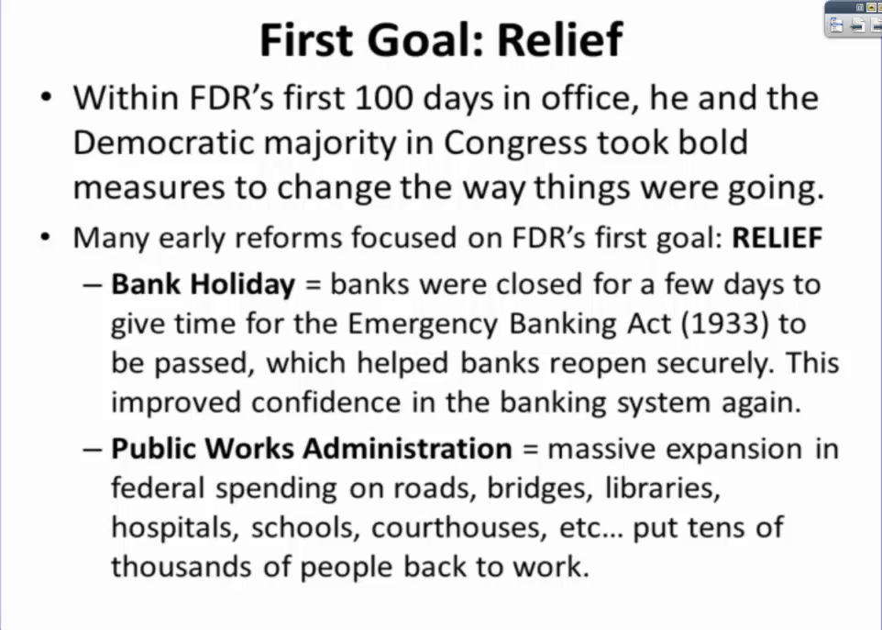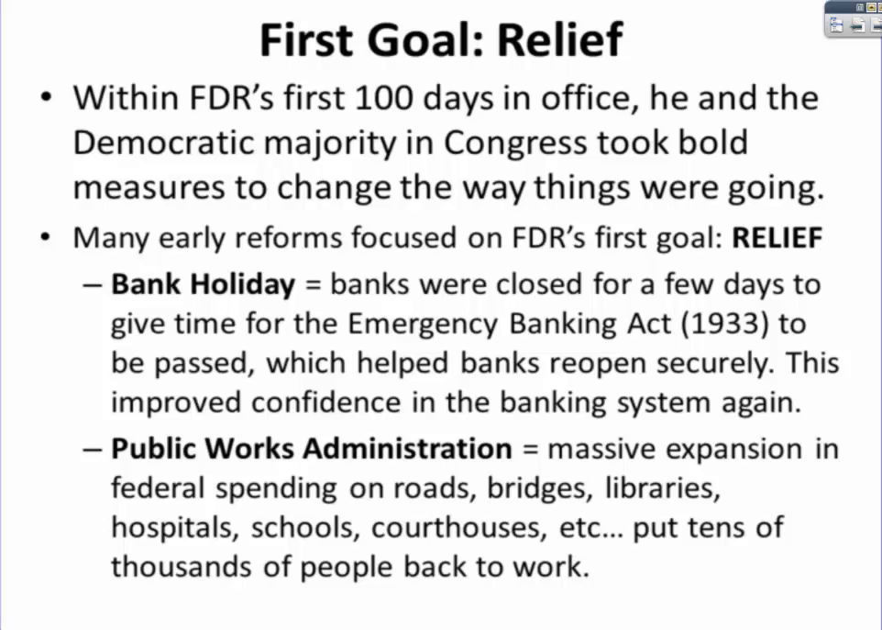Within FDR's first 100 days in office, he and the Democratic majority in Congress took really bold measures to change the way things were going. And his very first goal, relief, is what he focused on first. First, a bank holiday. Banks were closed for a few days to give time for the Emergency Banking Act in 1933. And once this was passed, it would help the banks open securely, and this would hopefully improve the citizens' confidence in the banking system again.